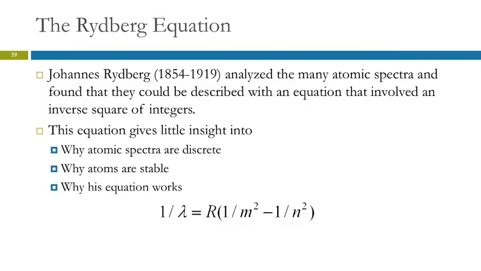So a guy named Johannes Rydberg, back in the 1800s, early 1900s, looked at a lot of these different atomic spectra, and he found that he could describe the wavelengths of the light with an equation. And the equation had inverse square of integers, and this is what he came up with. 1 over the wavelength equals a constant times 1 over m squared minus 1 over n squared.